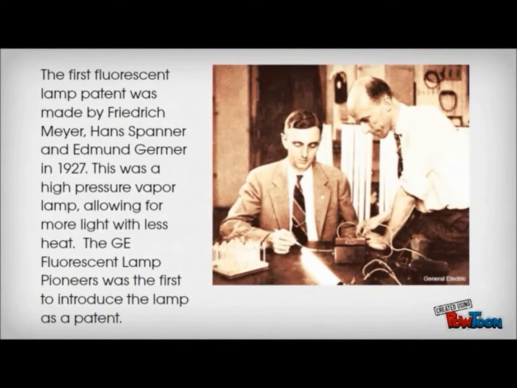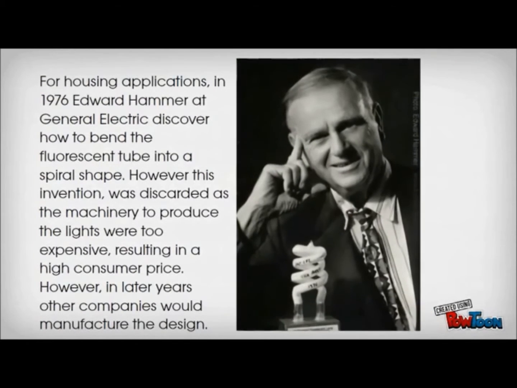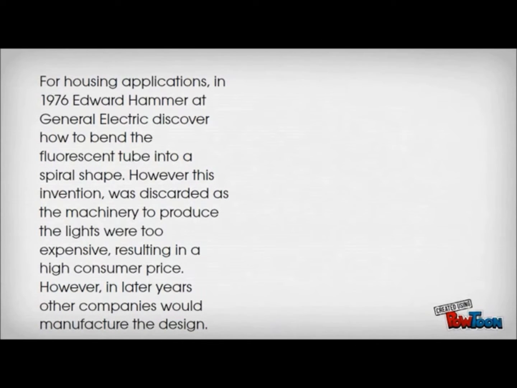The first fluorescent light patent was made by Friedrich Mayer, Hans Spanner, and Edmund Germer in 1927. This was a high-pressure vapor lamp, allowing for more light with less heat. The GE fluorescent light pioneers were the first to introduce the lamp as a patent. For housing applications in 1976, Edward Hammer at General Electric discovered how to bend the fluorescent tube into a spiral shape. However, this invention was discarded as the machinery to produce the lights was too expensive, resulting in a high consumer price.